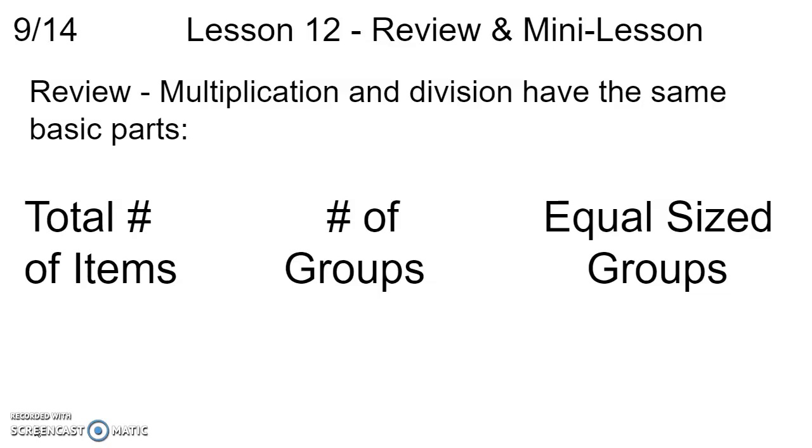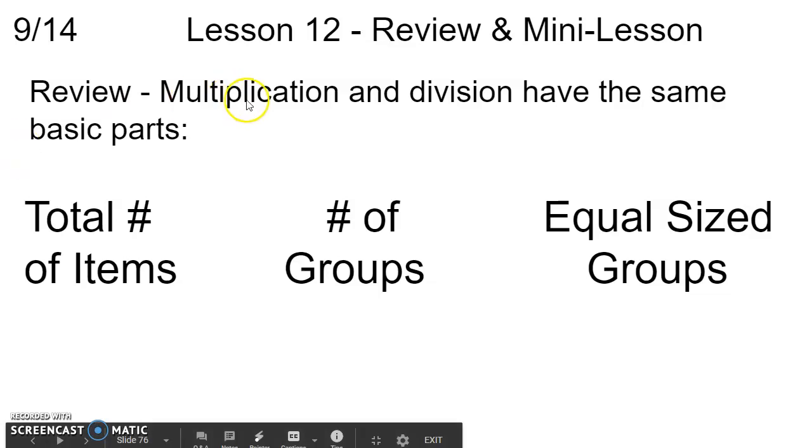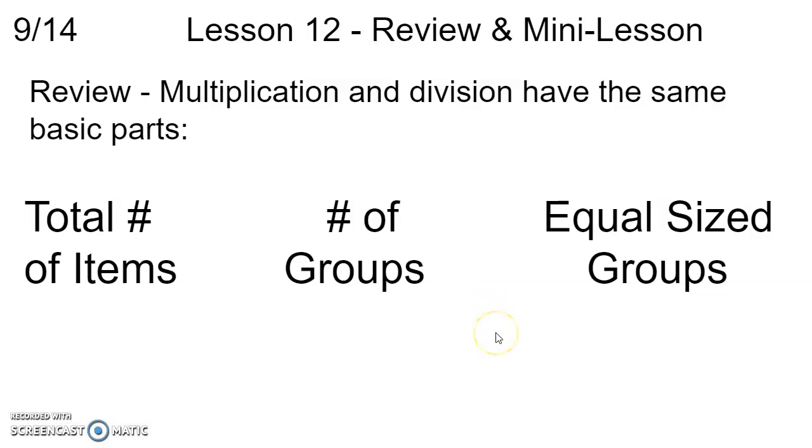Before we get started, I want to do a quick review that multiplication and division have the same basic parts. So when you are doing a multiplication equation or a division equation, you're going to have a total number of items, you're going to have a number of groups, and you're going to have equal sized groups. That's the nature of multiplication and division. In division, you're starting with the total items, and the part that you divide by is either the number of groups or the equal sized group.